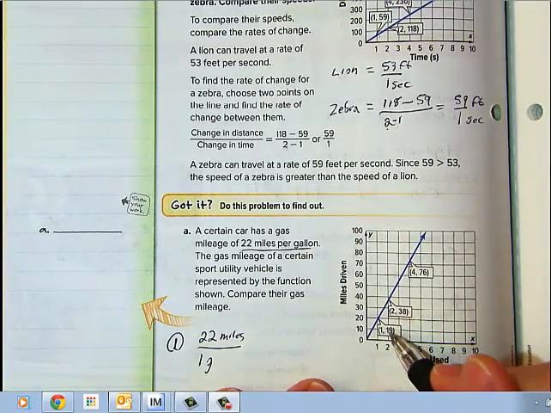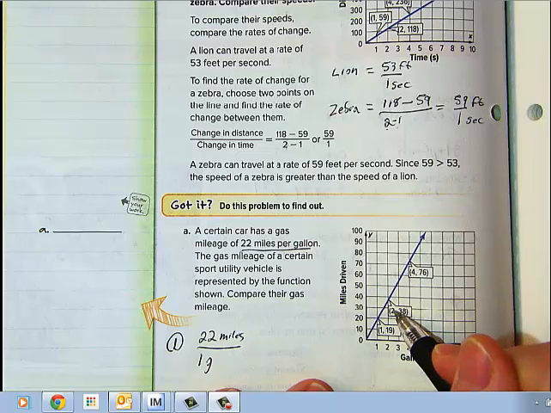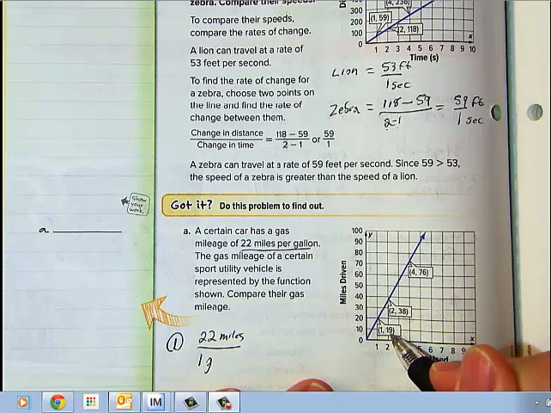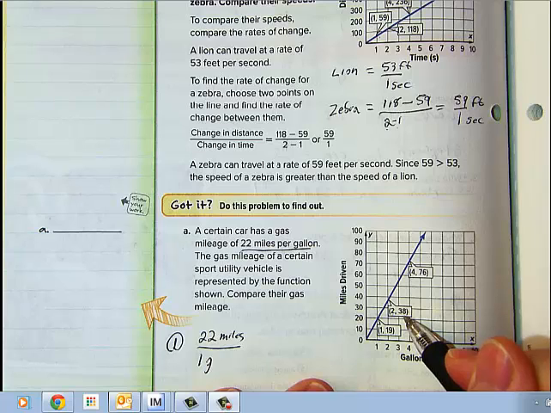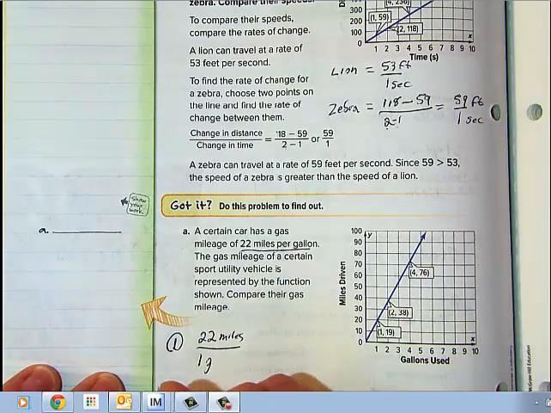Now what about this one? This is increasing by how much? From 1 gallon to 2 gallons. Well, 1 gallon gets us 19. The second gallon gets us all the way to 38 miles. So we know that this is increasing by 19 miles per gallon.